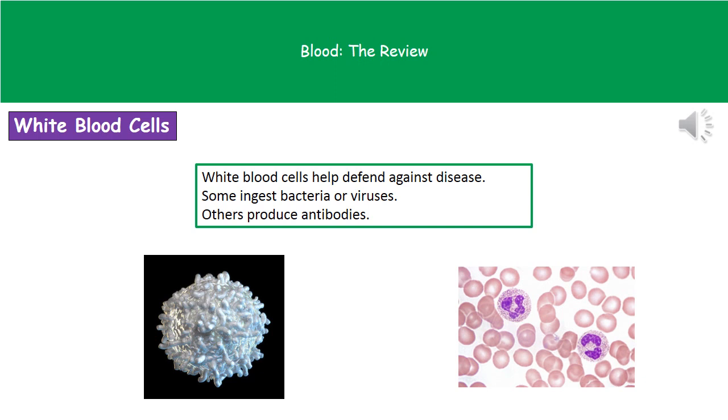The second type of cell that's important then in our blood is the white blood cell. And what they do is they help to defend us against disease. So there's two ways they can do this. First one is that they can produce these chemicals called antibodies. And the second way is by ingesting the bacteria and the viruses and then digesting them. So that's a process called phagocytosis.